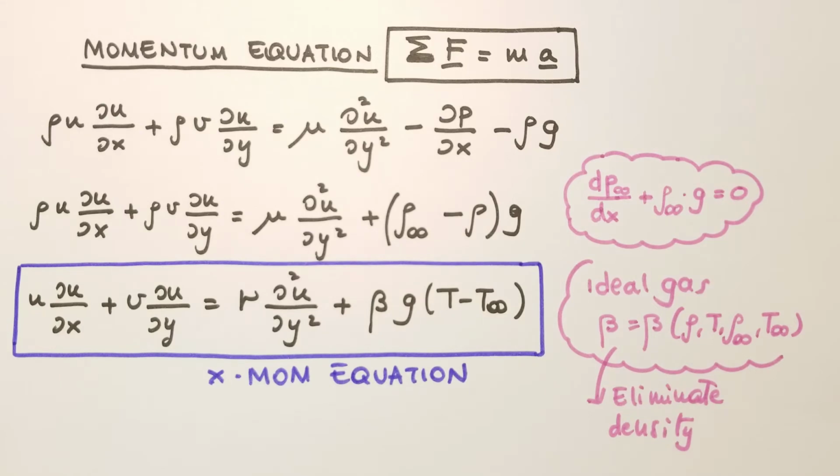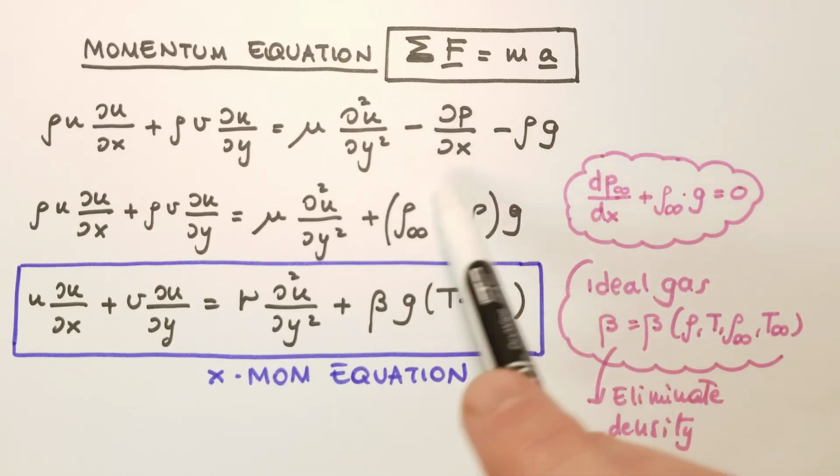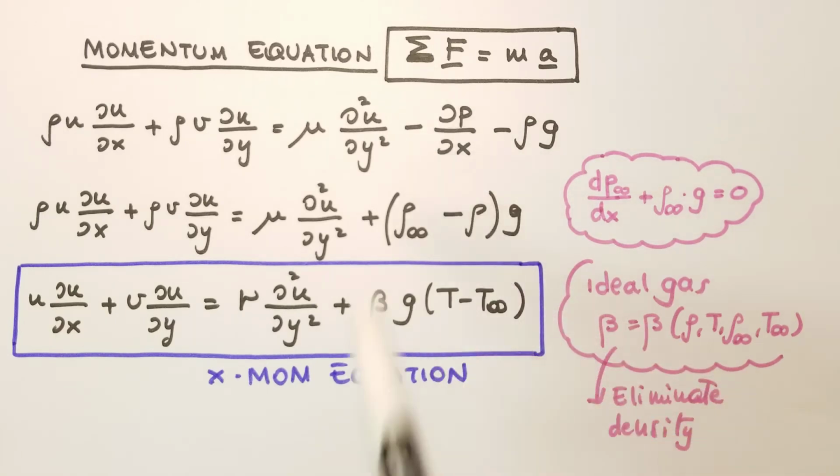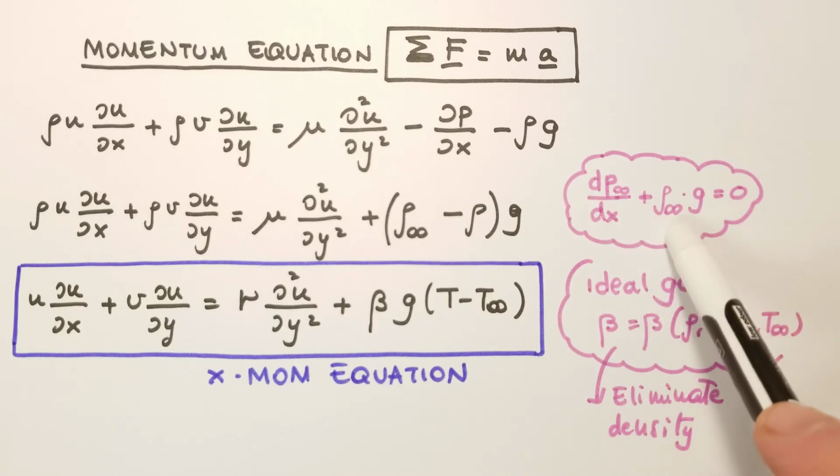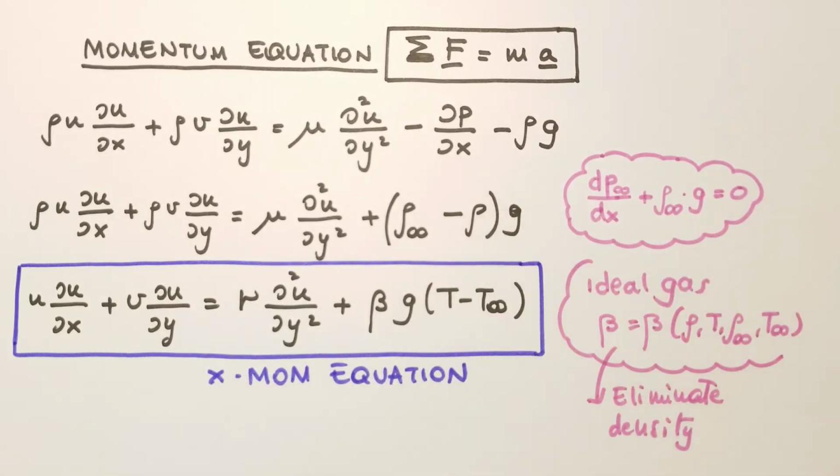But we also know that the pressure gradient only depends on x, and we have stationary conditions in the free stream. Therefore, we can eliminate this partial p partial x, and we express this pressure gradient as a function of the density in the free stream. So we arrive at the second expression.